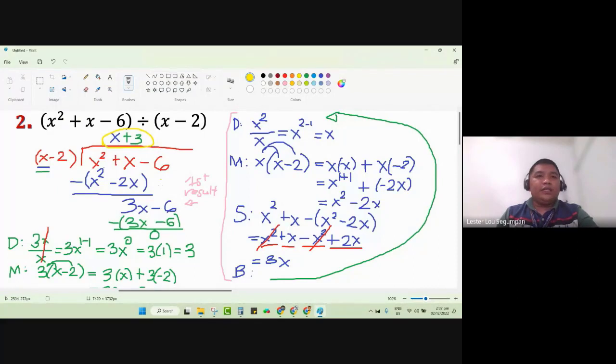So the quotient, when we divide x squared plus x minus 6 by the binomial x minus 2, is x plus 3. This was our first result. This was our second result, after the second round. Okay?